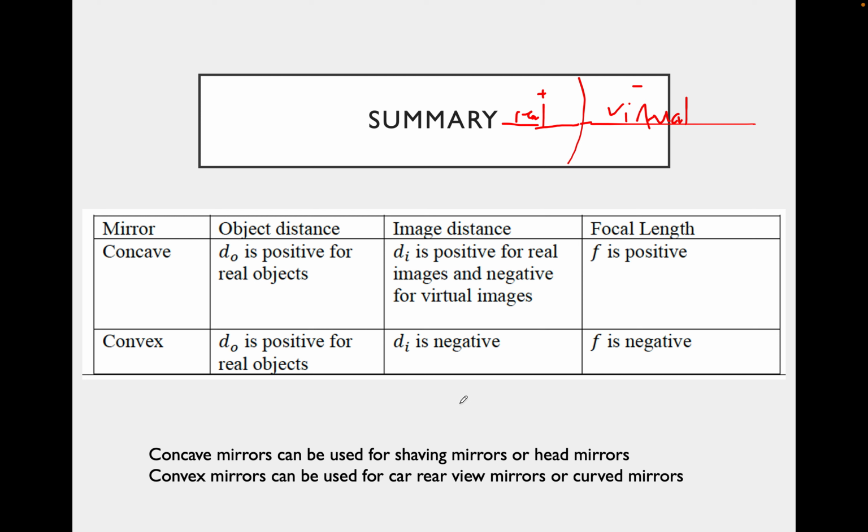We can use concave mirrors for shaving mirrors or head mirrors to help make the image bigger for us so we can see what's going on. We can use convex mirrors for car rear view mirrors. You can have curved mirrors. If you're in a car park, you will see a big mirror. It's like a dome and it's curved, so you can see everything on this side and everything on the other side as well. It makes the field of view a little bit bigger.